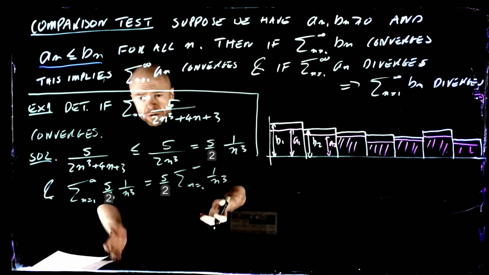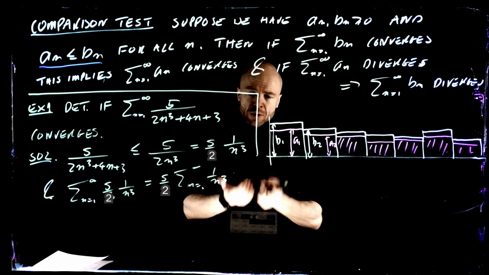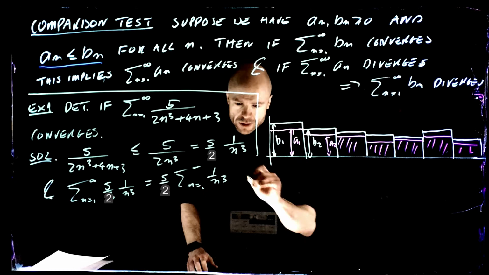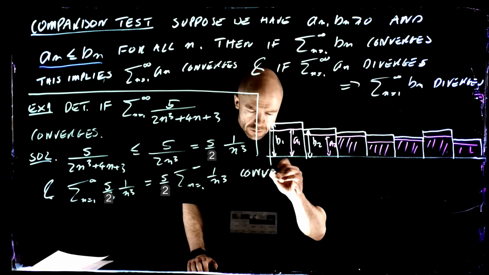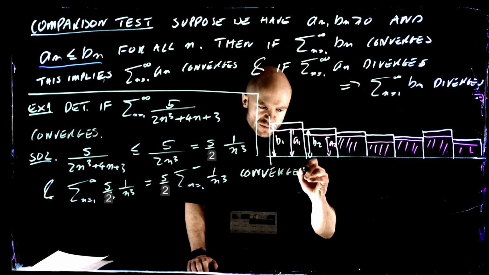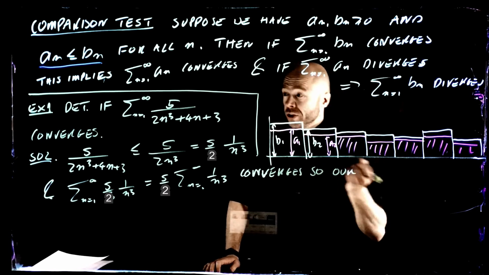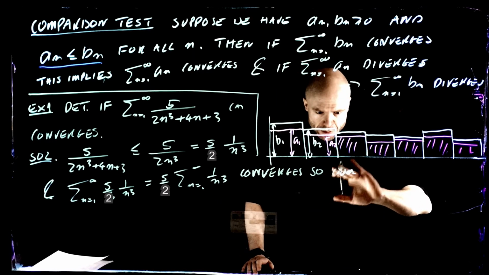And we know this converges because we've learned that whenever we have the sum of 1 over n to the p, for some p where p is bigger than 1, then it converges. That was one of the consequences of the integral test. So converges. So the original series, so let's just call it star, converges.